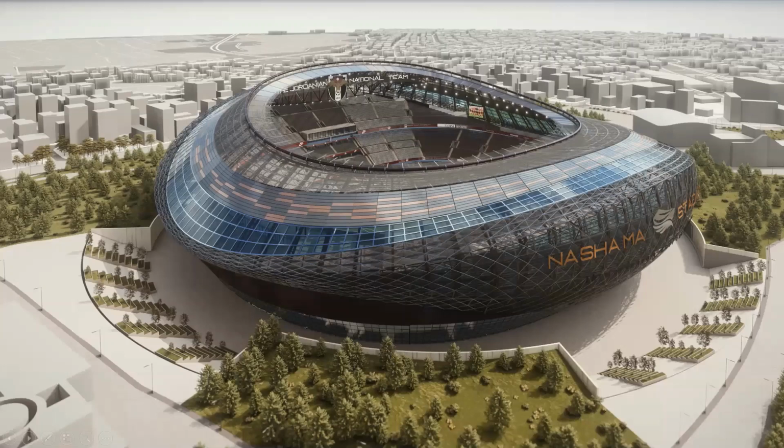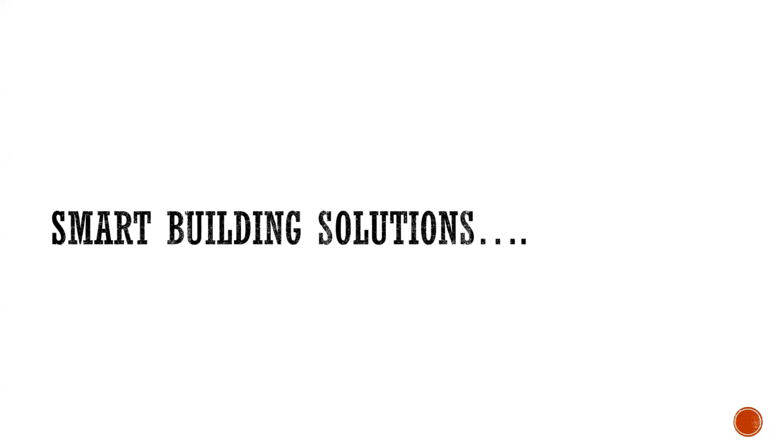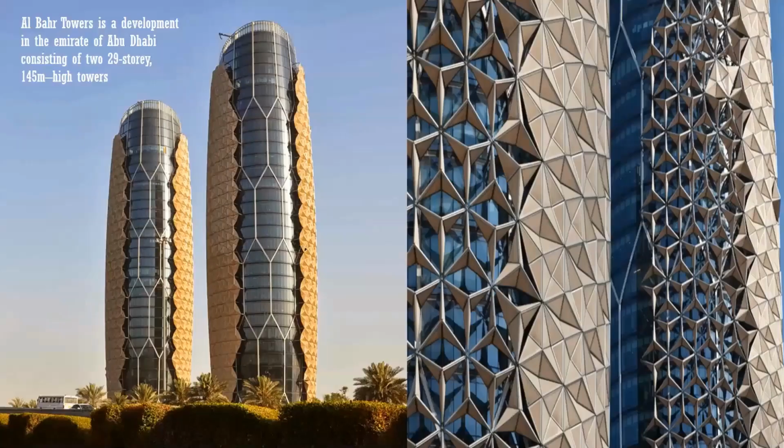Okay, so after that I'll be talking about smart building solutions. So what are they providing? We need to create several buildings that will have smart building solutions. One of the examples is the Al Bahar Tower. It's actually situated in Abu Dhabi. It consists of 29-story and 145-meter high towers. And you can see a simple facade type thing is there.